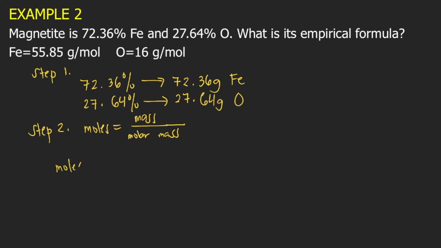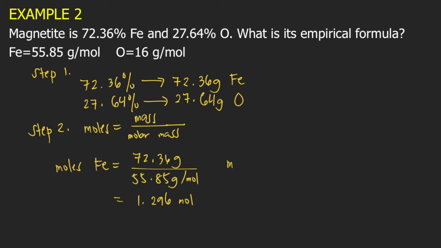Starting with iron, so the moles of iron, the mass is 72.36 grams divided by the molar mass of iron given in the problem, which is 55.85 grams per mole. And if you solve that in your calculator, that's equal to approximately 1.296 moles of iron.